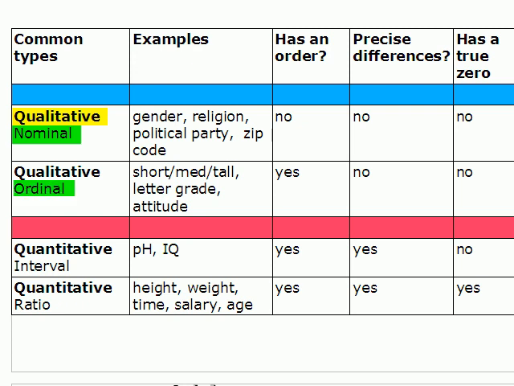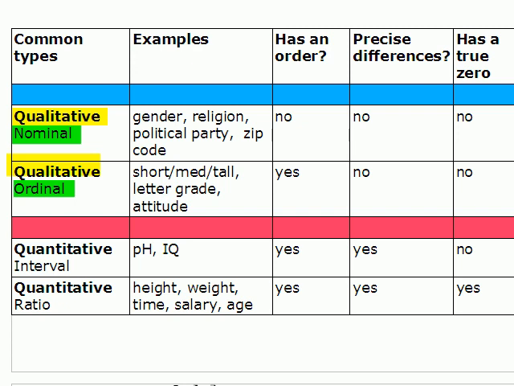Okay, so these are qualitative variables here, and a qualitative variable is a name, a category of something: gender, religion, political party, zip code. Those are qualitative variables. We can't add two zip codes together and get another place somebody lives. Just think about it. Okay, the ordinal variables, and it's important to know this distinction.